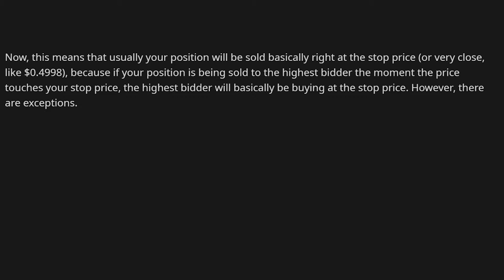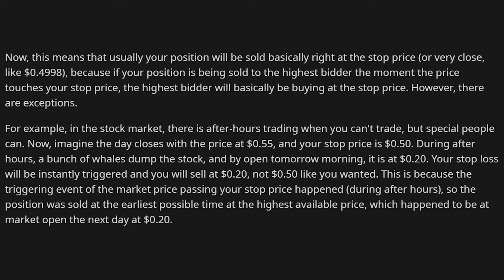However, there are exceptions. For example, in the stock market, there is after hours trading, when you can't trade, but special people can. Now, imagine the day closes with the price at $0.55, and your stop price is $0.50. During after hours, a bunch of whales dump the stock, and by open tomorrow morning, it is at $0.20. Your stop loss will be instantly triggered, and you will sell at $0.20, not $0.50 like you wanted.